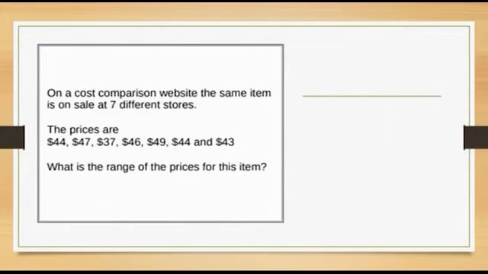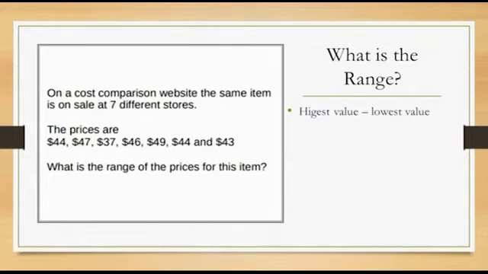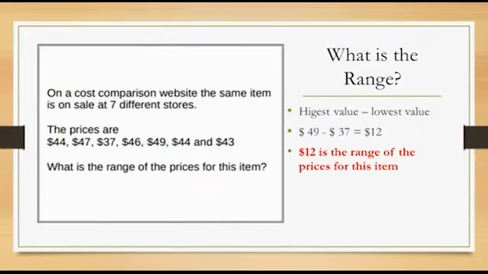All right, next question. On a cost comparison website, same item is on sale. However, it's not 9 stores, it's 7 different stores. The prices are as you see listed here. What is the range of the prices for this item? And you pretty much look at the lowest and the highest value. The highest value for this set is $49. The lowest would be $37. So $12 is the range of the prices for this particular item.